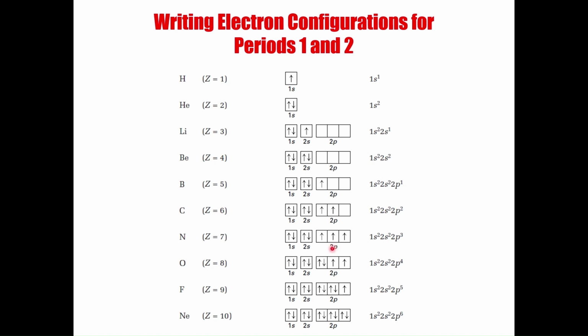And so oxygen has one electron with a negative spin in its first p orbital. Fluorine, a second negative spin electron in its second p orbital. And neon, a third, completing the set, filling the 2p orbitals with 6 electrons.